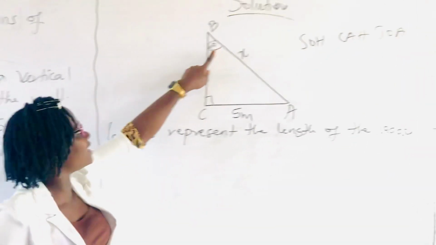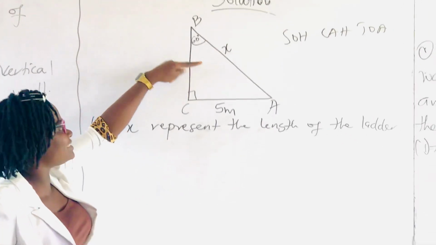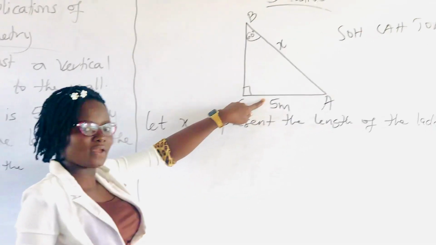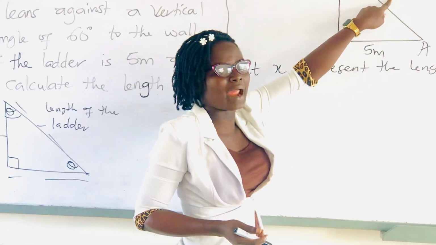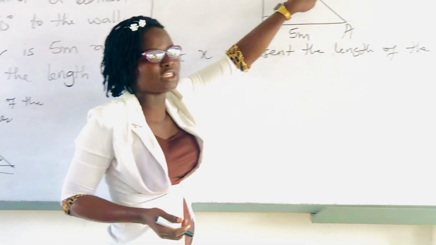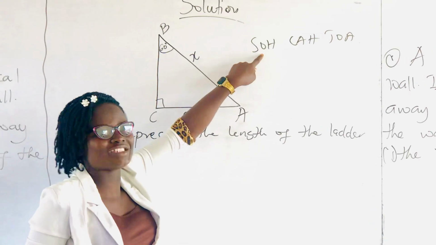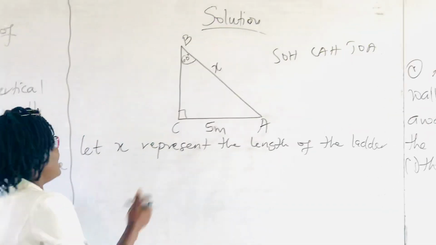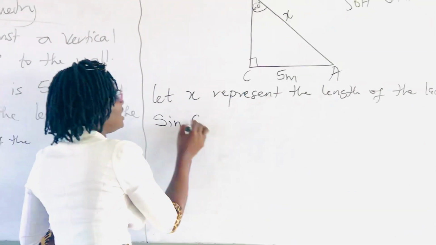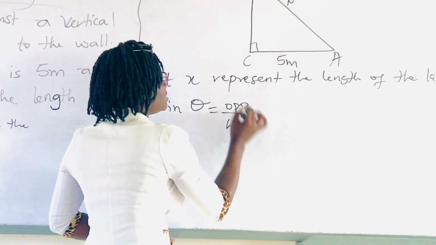So we have an angle being positioned here, and the angle is directly opposite to the 5. And we have to look for the hypotenuse, which is opposite over hypotenuse. So which of the trig ratios? That is OH. So sine. Great. So this becomes sine theta is equal to opposite over hypotenuse.